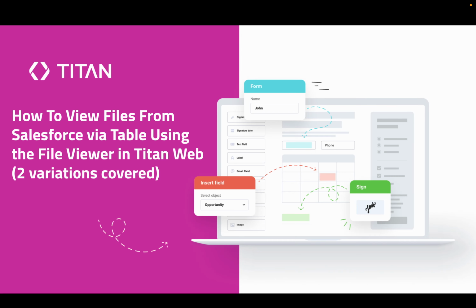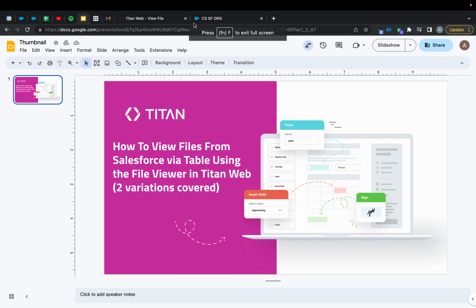In this video, we'll show you how to view files from Salesforce via table using the file viewer in Titan Web. Now, there are two variations covered. One variation is where you bring multiple records and view files for each of that record, whether it's one or multiple files. Or you can bring one record and show multiple files in a table and then view the file like that. So those are the two different variations covered.